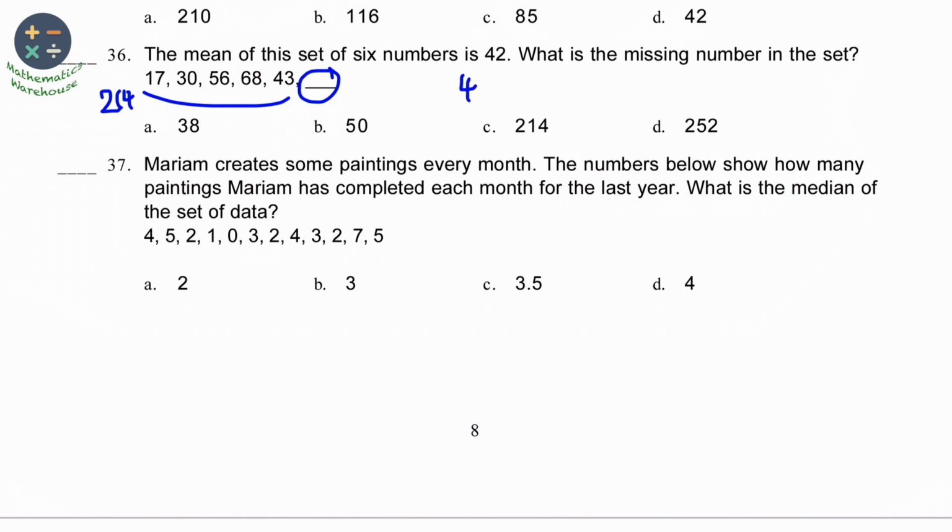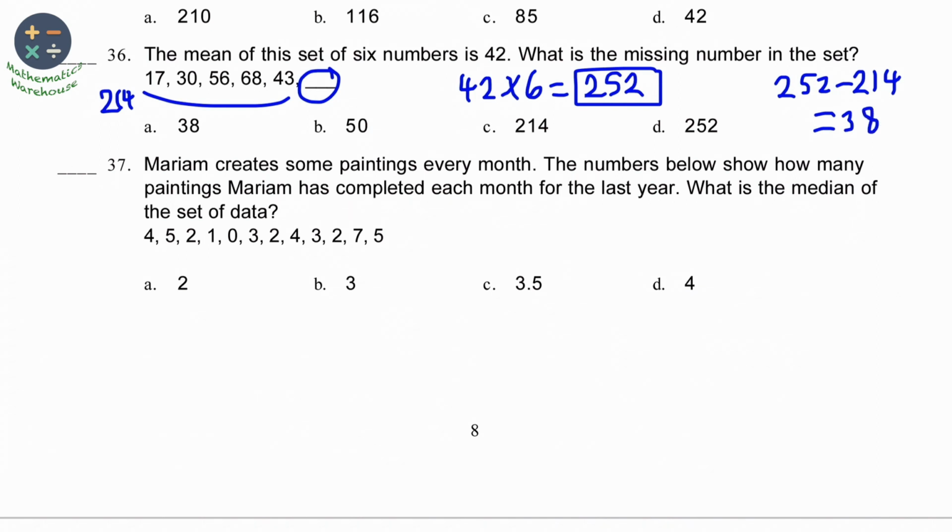So it's 42 multiplied by 6 equals 252. This is the sum of all. Now subtract the sum of them, 214, from 252. So 252 minus 214, the answer will be 38. So the missing value is 38, which is A.